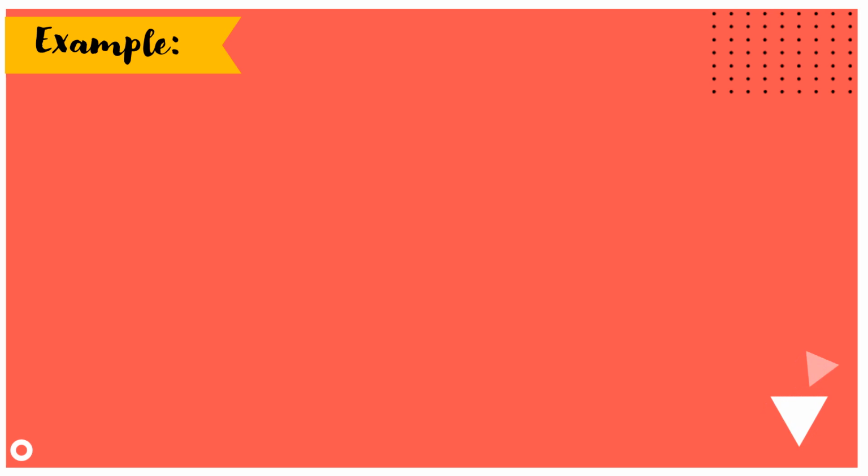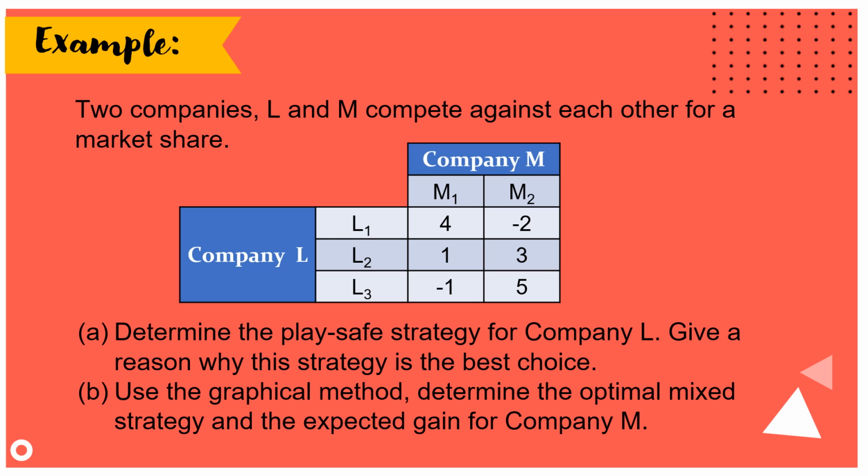Next example, two companies L and M are competing against each other, and the payoff matrix is a 3 by 2 matrix. Again, we are asked to find the optimal mix strategy using the graphical method and find the expected gain for company M.